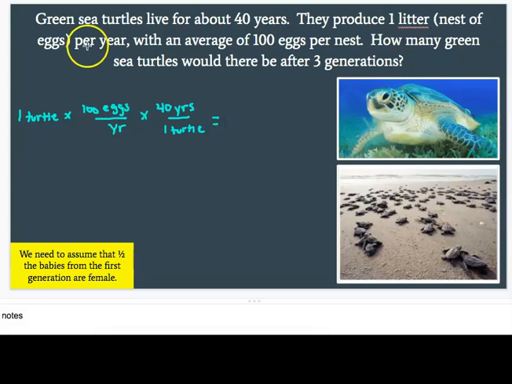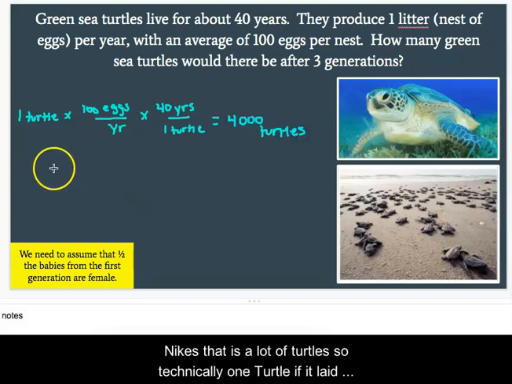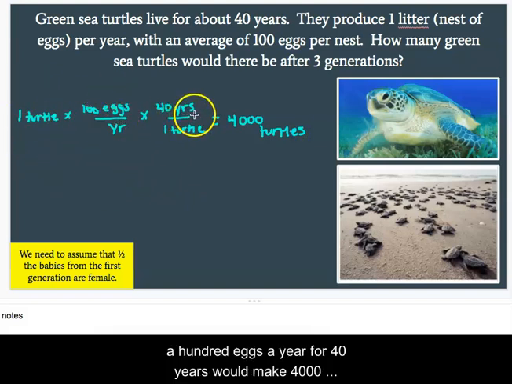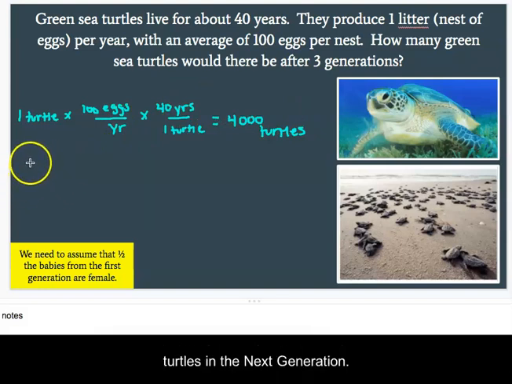Yikes! So what would that translate to? Well, 100 times 40, 4,000 turtles. Yikes, that is a lot of turtles. So technically one turtle, if it laid 100 eggs a year for 40 years, would make 4,000 turtles in the next generation.